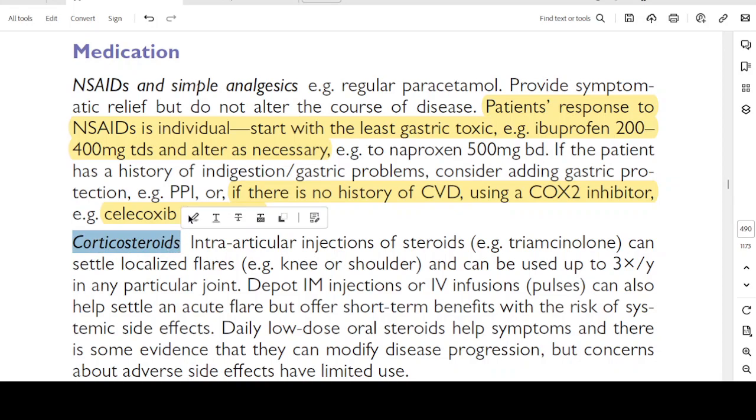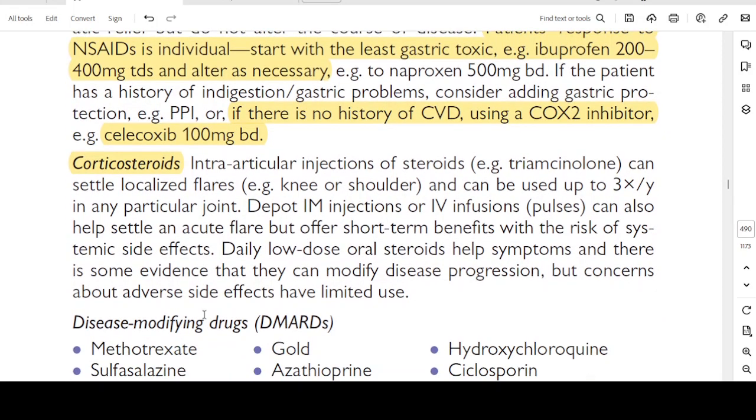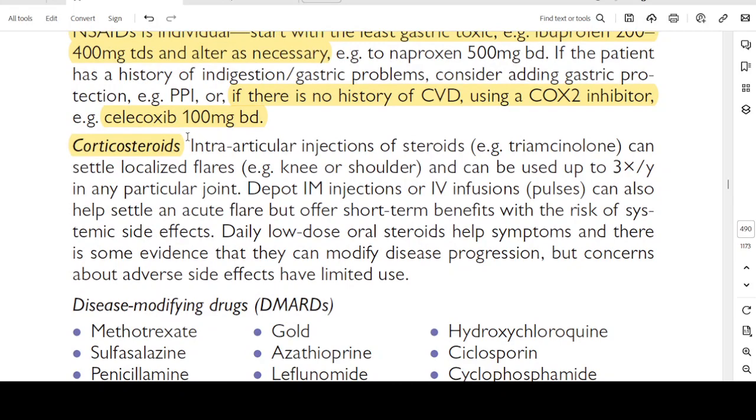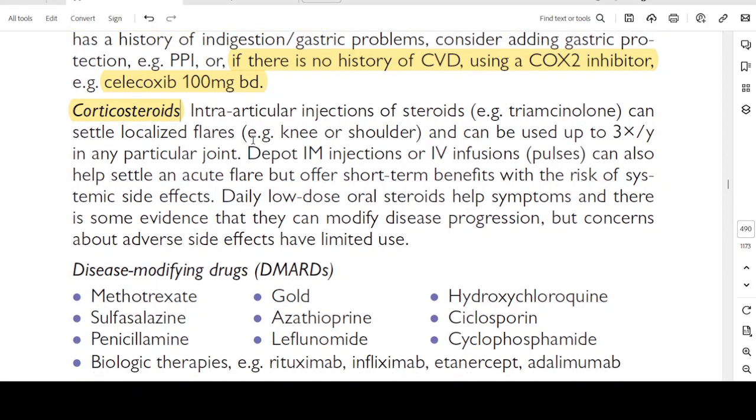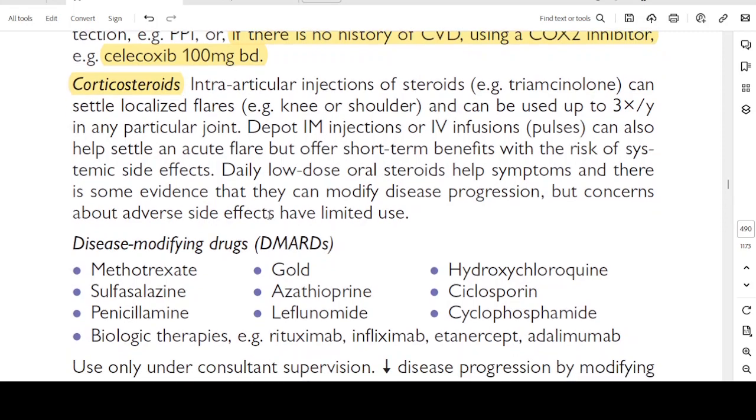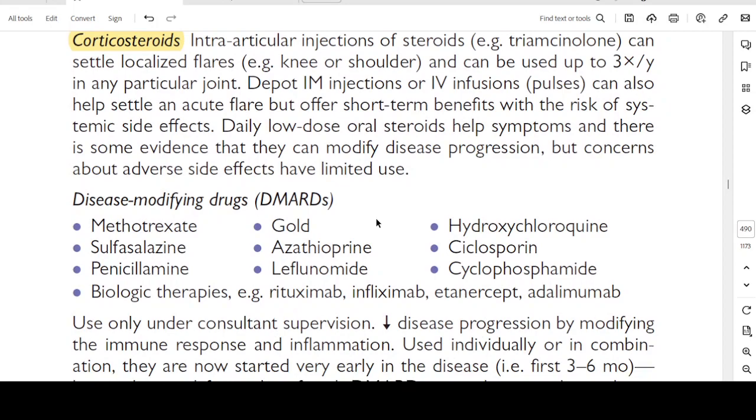Corticosteroids. Intra-articular injections of steroids, for example triamcinolone, can settle localized flares, for example knee or shoulder flare, and can be used up to 3 times in a year in any particular joint. Depot injections, IM injections, or IV infusion pulses can also help settle an acute flare but offer short-term benefits with the risk of systemic side effects. Daily low-dose oral steroids may help symptoms, and there is some evidence that they can modify disease progression, but concerns about adverse side effects have limited use.